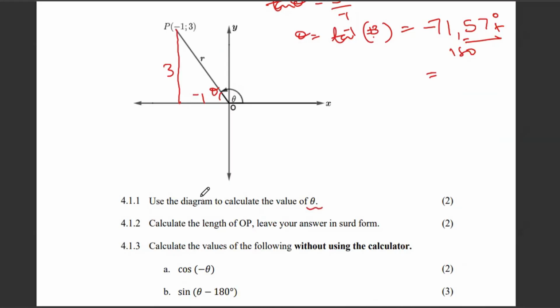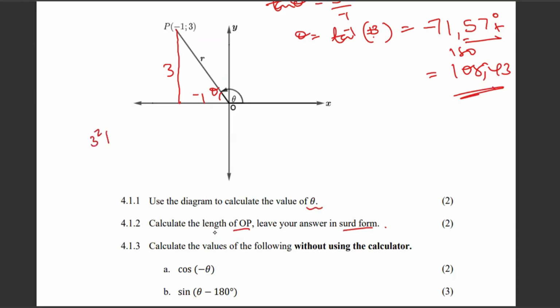You said we are plusing 180, which will be 108,43. Okay, then 4.1, they want us to get the length of OP. So leave your answer in surd form. In as much as the question never said anything to do with the calculator, we can still find the length using the Pythagoras.